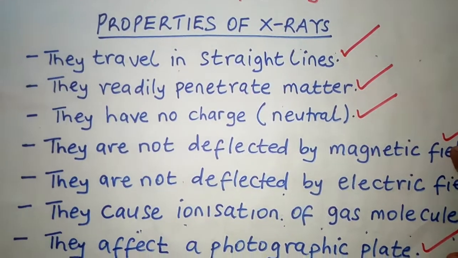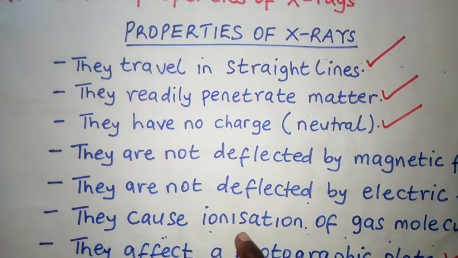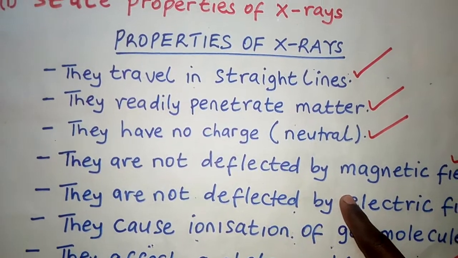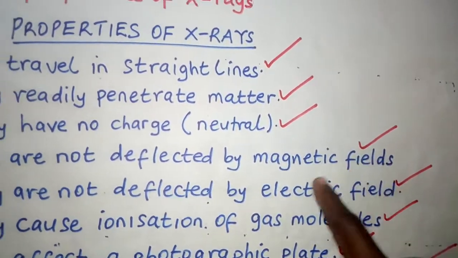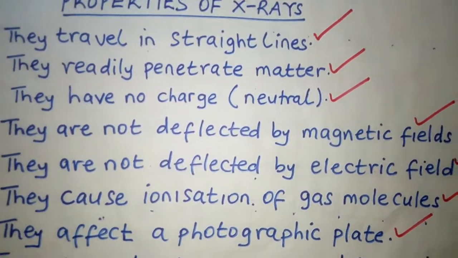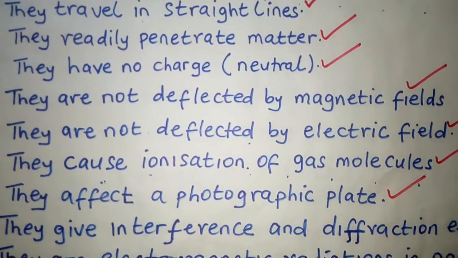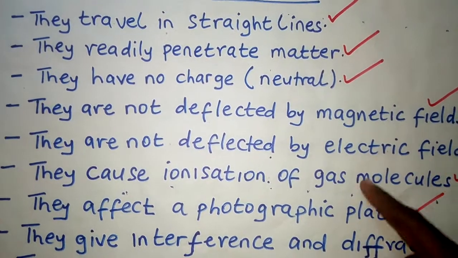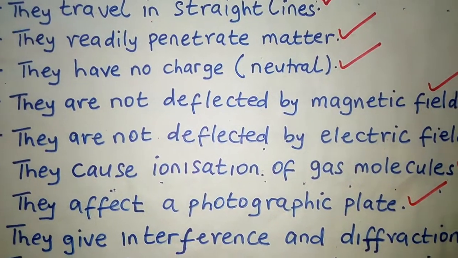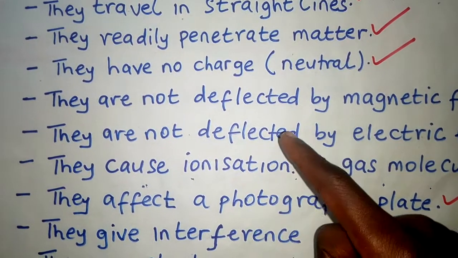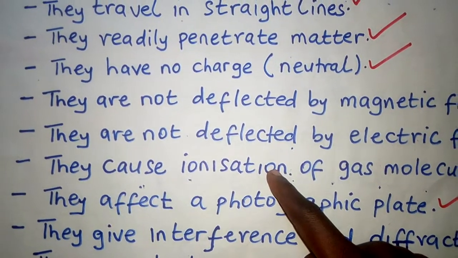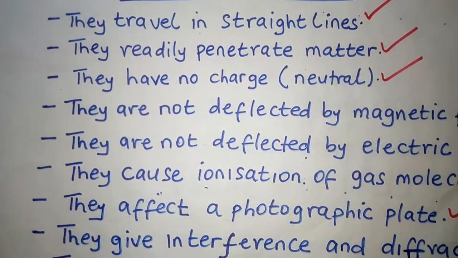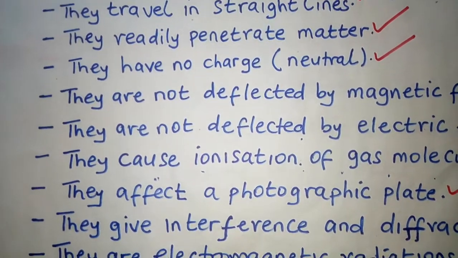What about if you brought an electric field? An electric field means you bring a positive plate here, you bring a negative plate here. Then you pass the X-rays in the middle. What happens? They will not bend. So they will also not be deflected. Just as they are not deflected by magnetic fields, they are also not deflected by electric fields. They also cause ionization of gas molecules, just like cathode rays. So when X-rays pass and there is a gas molecule somewhere, it will make that gas molecule either positively charged or negatively charged. Ionization comes from the word ions, and we have only two types of ions, positive ions and negative ions. So X-rays can cause a gas molecule to have either positive or negative charges. So they cause ionization of gas molecules.